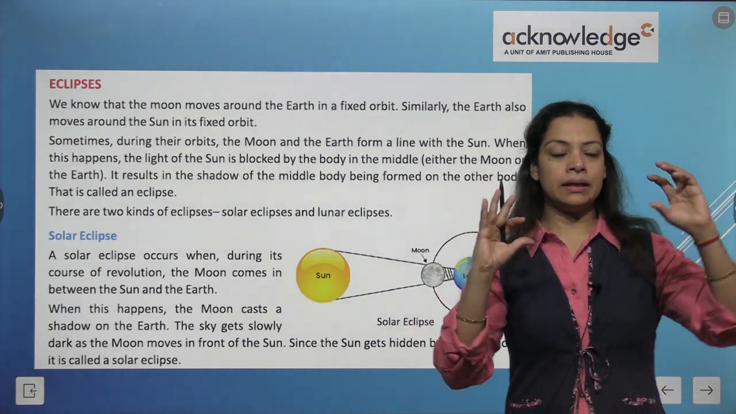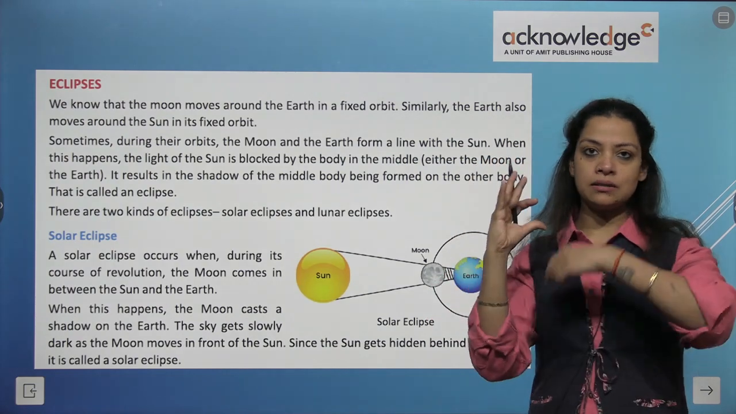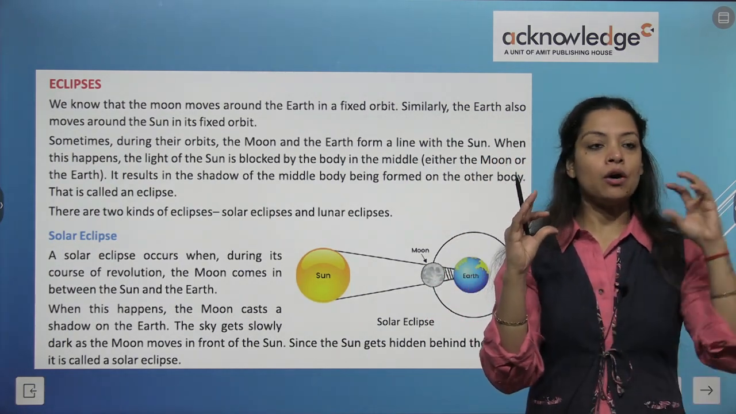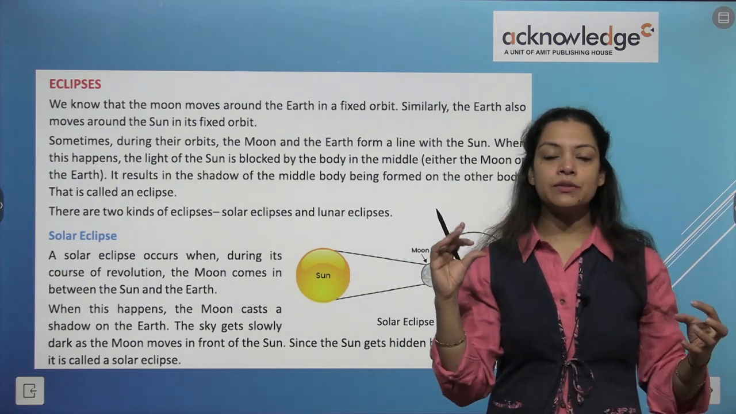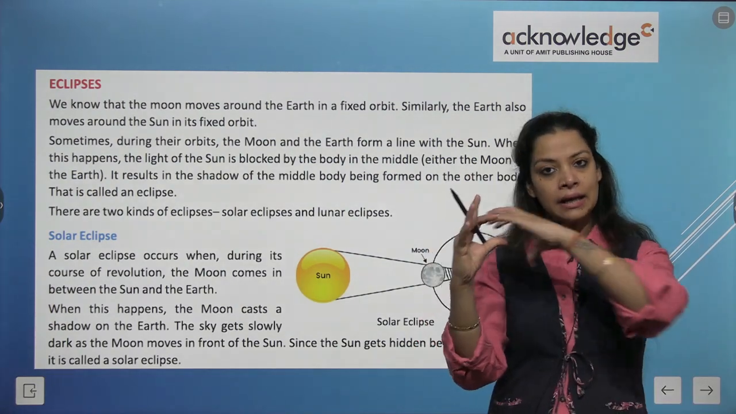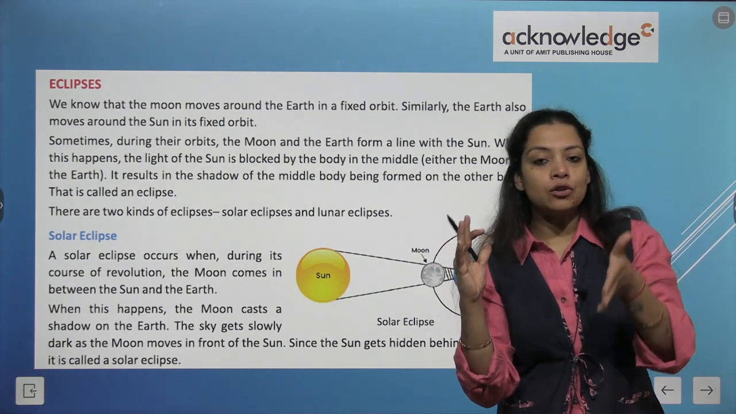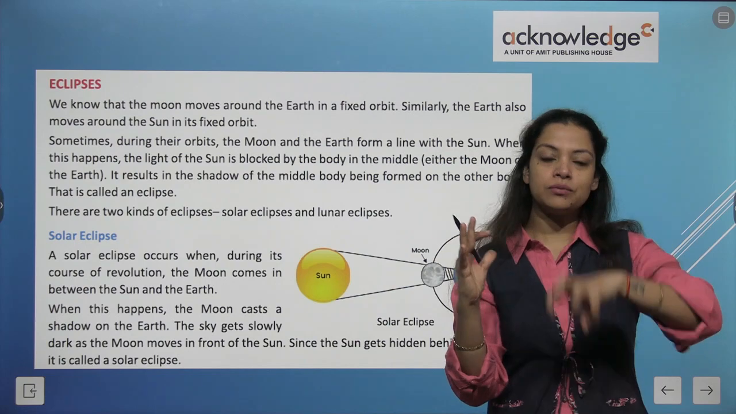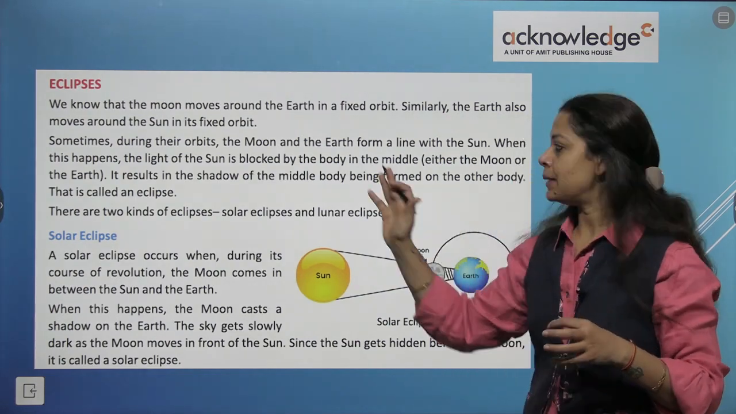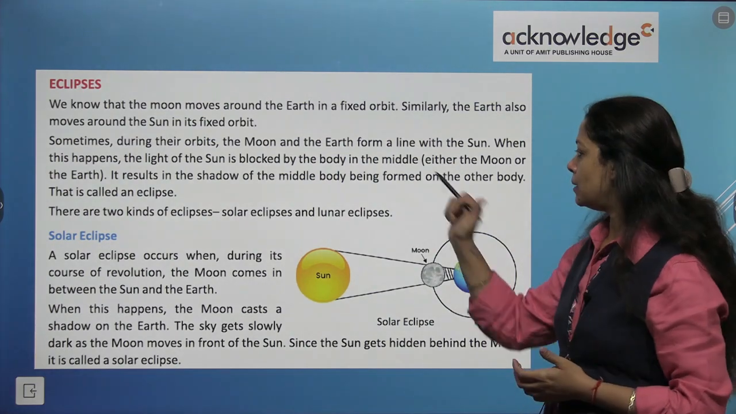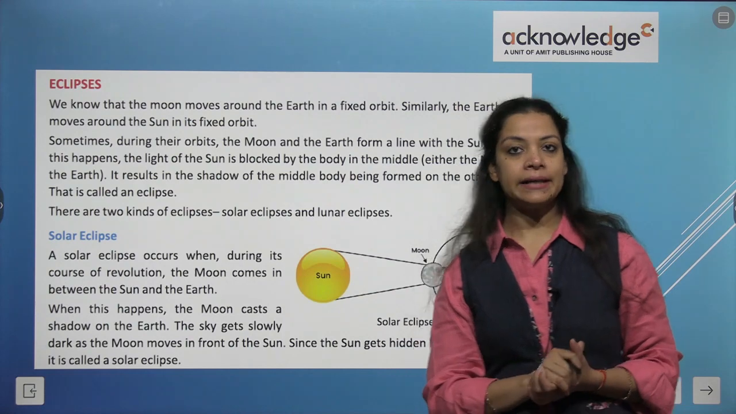So this is sun, this earth is moving around the sun in a fixed orbit. Now moon is moving around the earth in a fixed orbit. So there are times जब ऐसा होता है कि जो sun के alignment के बीच में, sun rays के falling के बीच में, या तो moon या तो earth दोनों आके object कर जाते हैं, उनका light block कर देते हैं. So during that time it results in the shadow of the middle body being formed on the other body. So that is called an eclipse.